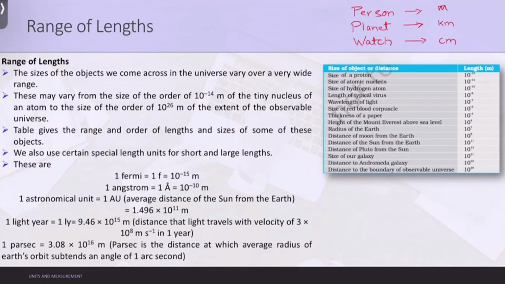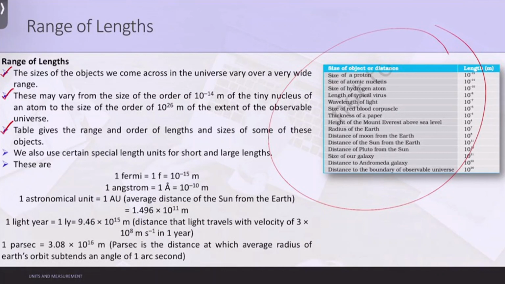So you can say that ranges of lengths are very different for many things. If I take a molecule, it is very small, in the order of 10 to the power minus 10 meters, etc. So that thing is dealt with here. The sizes of the objects you come across in the universe vary over a very wide range. These may vary from the order of 10 to the power minus 14 meters, the size of the tiny nucleus of an atom, to the order of 10 to the power 26 meters, the extent of the observable universe. So these are the ranges of distances and lengths. The table gives the range and order of lengths and sizes of some of these objects. Just refer to the table here.